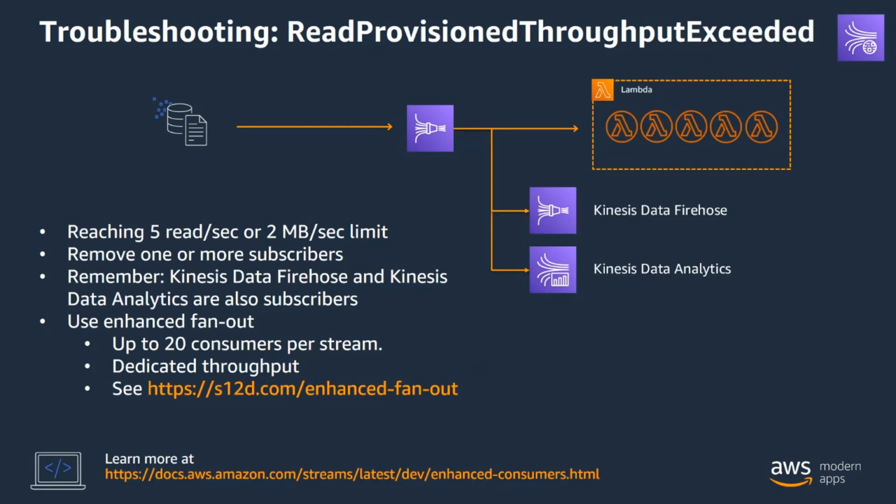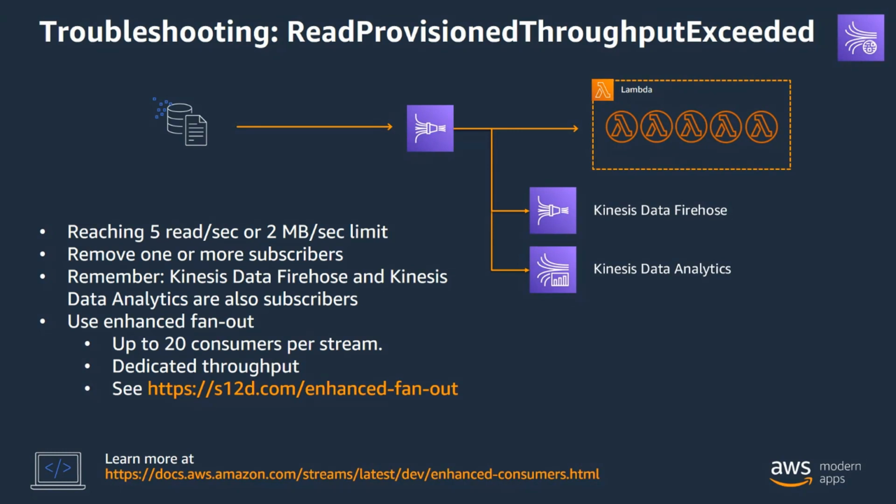The ReadProvisionedThroughputExceeded metric can warn you when you're reaching the 5 reads per second or 2 megabytes per second limit. If you can remove subscribers, this can alleviate the issue. Remember that Kinesis Data Analytics and Kinesis Firehose are also subscribers, so you can remove these if they're not needed.